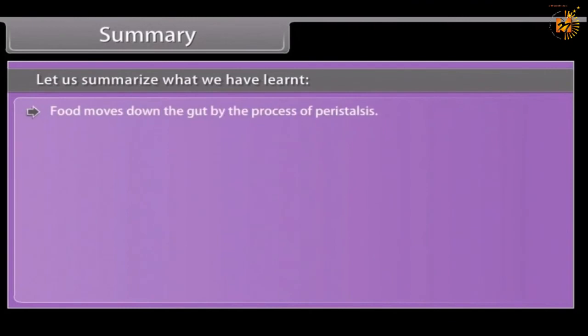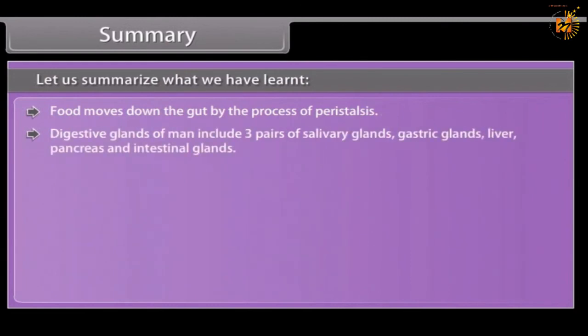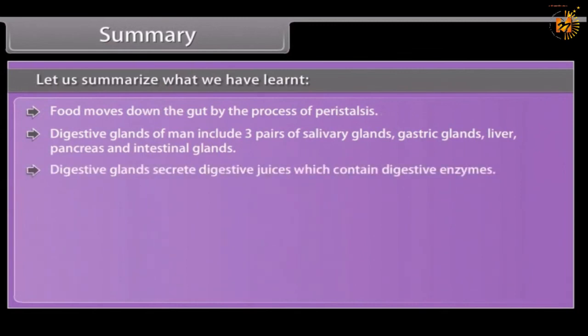Food moves down the gut by the process of peristalsis. Digestive glands of man include 3 pairs of salivary glands, gastric glands, liver, pancreas, and intestinal glands. Digestive glands secrete digestive juices which contain digestive enzymes.